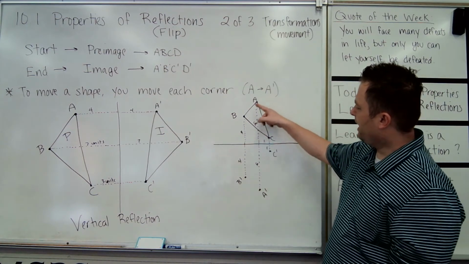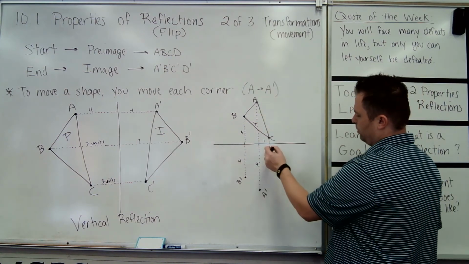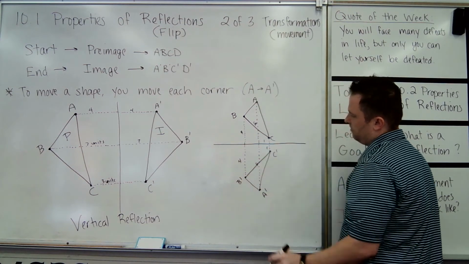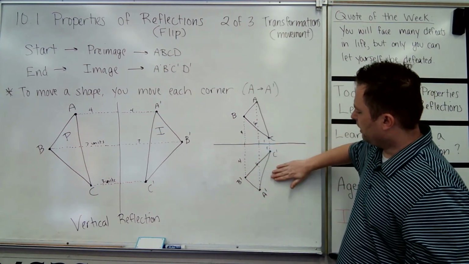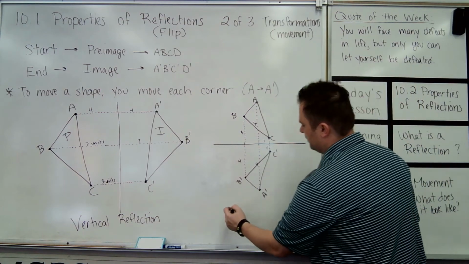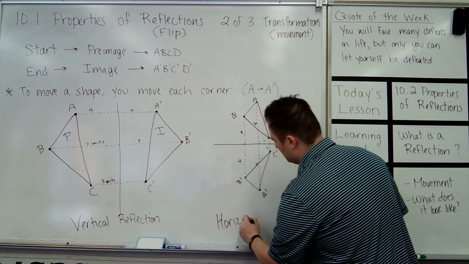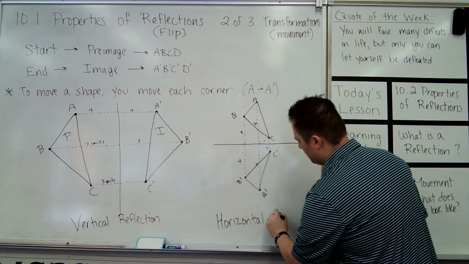If we've moved A, B, and C, we've moved the shape. Flipped across the horizontal line. This is known as a horizontal reflection.